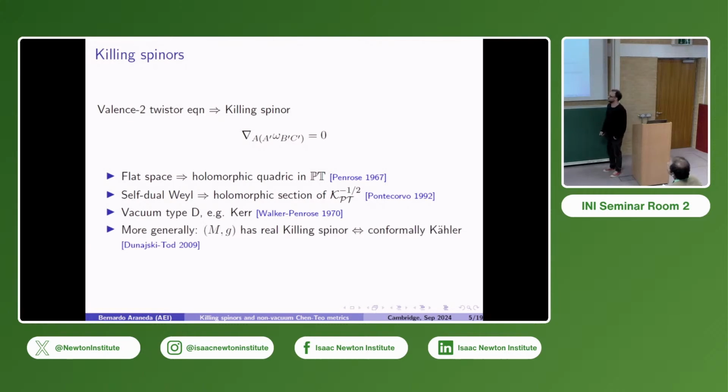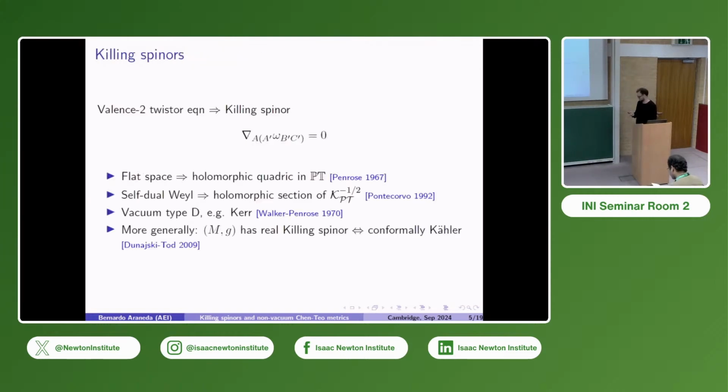But in this talk, as I mentioned, we're interested in non-Ricci flat geometries, and we want to impose the existence of a Killing spinor. The interesting thing is that there is this nice work from Dunajski and Tod in 2009. They established an equivalence: a four-dimensional Riemannian manifold has a real Killing spinor if and only if it is conformally Kähler. So this immediately connects the existence of Killing spinors with conformally Kähler structures, without any conditions on the curvature. This is something that we will use in this talk.